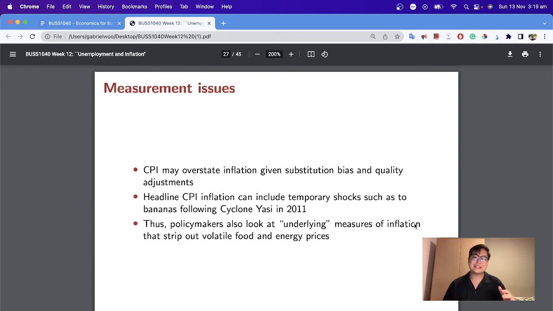Another thing is that headline CPI could have huge fluctuations from period to period, such as a cyclone, a typhoon, a hurricane came and destroyed a lot of crops. Gas, energy prices, OPEC chose to cut production for petroleum, therefore energy prices are through the roof. So these are really volatile.